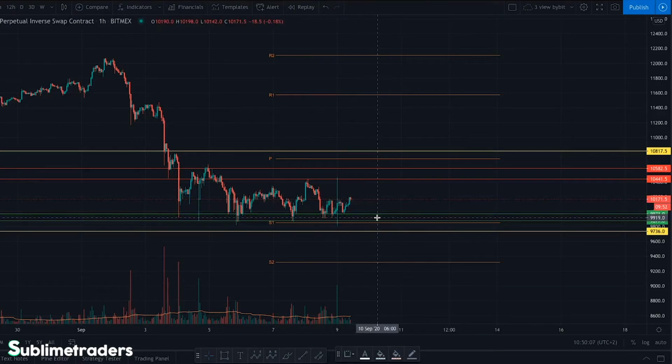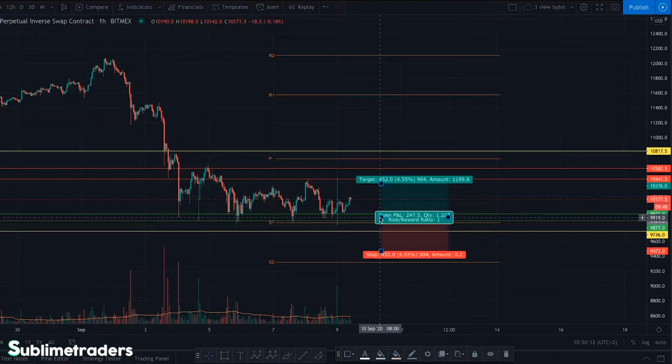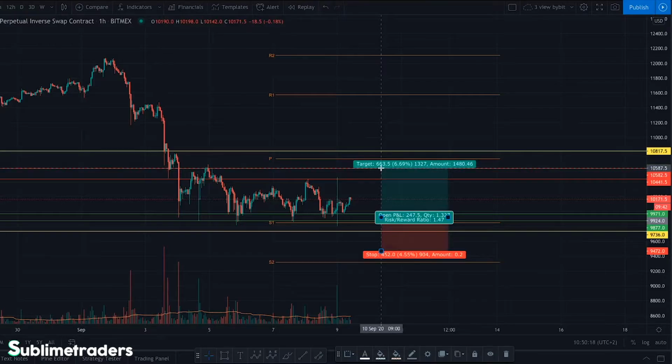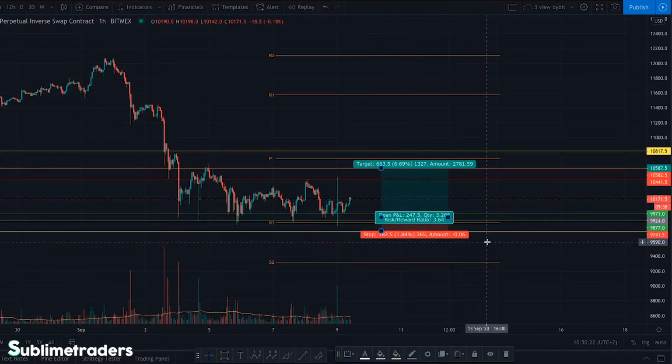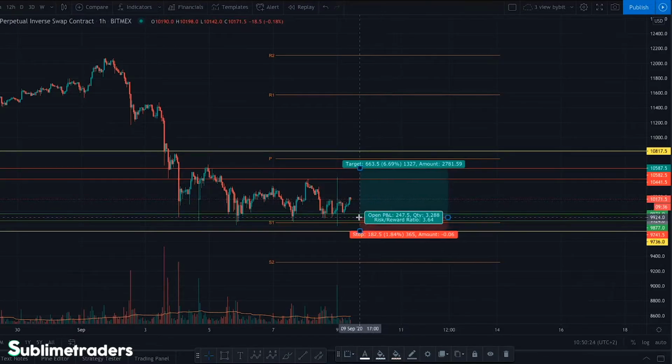So let's imagine a perfect entry, average entry at about this level. We can imagine a take profit at this level, and the stop loss should be at this level. Now, as you see, the risk-reward ratios are very good if we respect our entries. We just don't need to hurry. The price will eventually come to us. We just place our orders and wait.